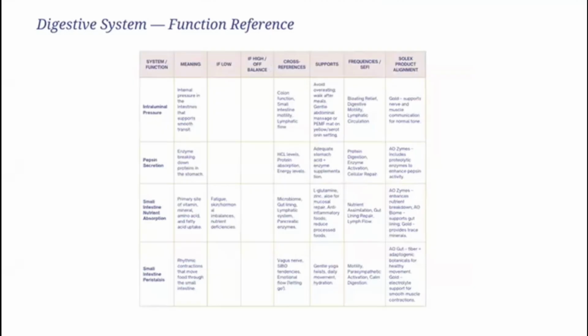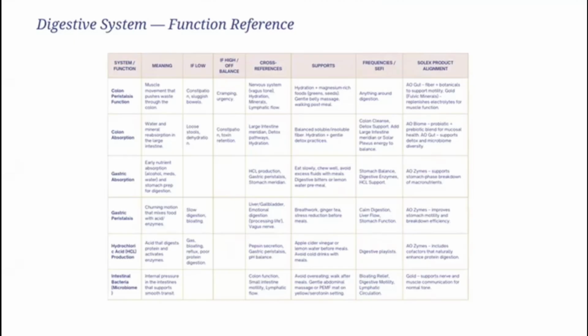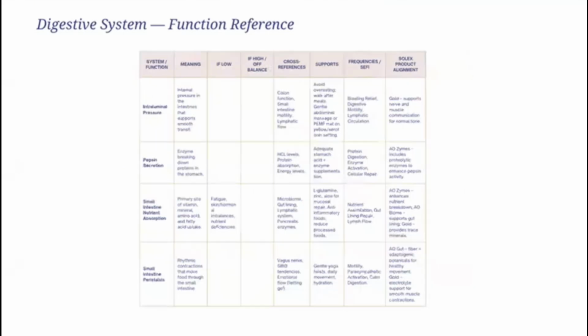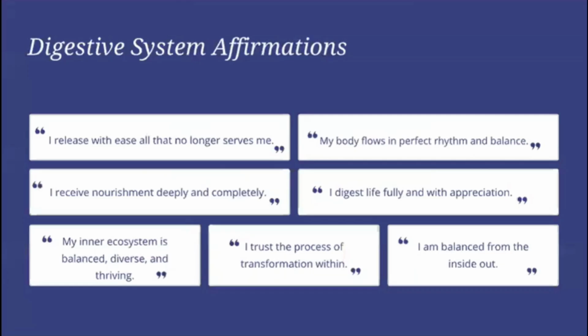So we've got things like on that first page, we have colon absorption, peristalsis function, gastric absorption, gastric peristalsis, hydrochloric acid production. This comes up hugely. We have intestinal bacterial microbiome, intraluminal pressure, pepsin secretion, small intestine nutrient absorption and small intestine peristalsis. Okay. So if these things are coming up and you're like, wow, that's gobbledygook to me, I actually don't understand any of that, I don't know what that means, you now have a reference and a scan chart that you can refer to. All right, so we have some affirmations.